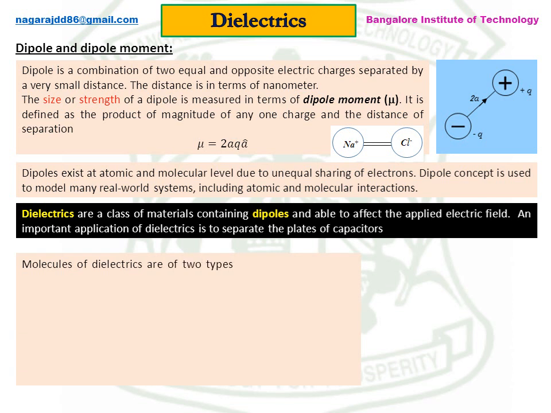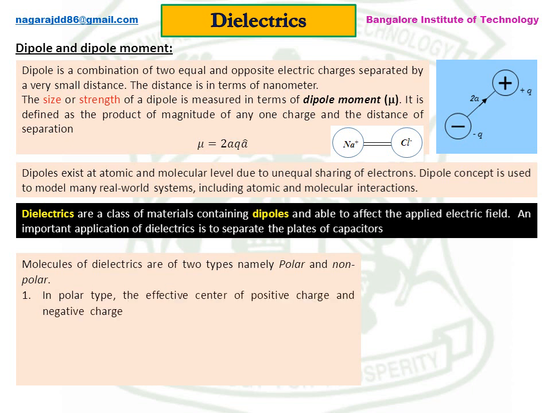Molecules of dielectrics are of two types, namely polar and nonpolar. In polar type, the effective center of positive charge and negative charge do not coincide and there exists individual dipole moment. Example, water, NaCl, HCl, etc. So, this is a polar type molecule.